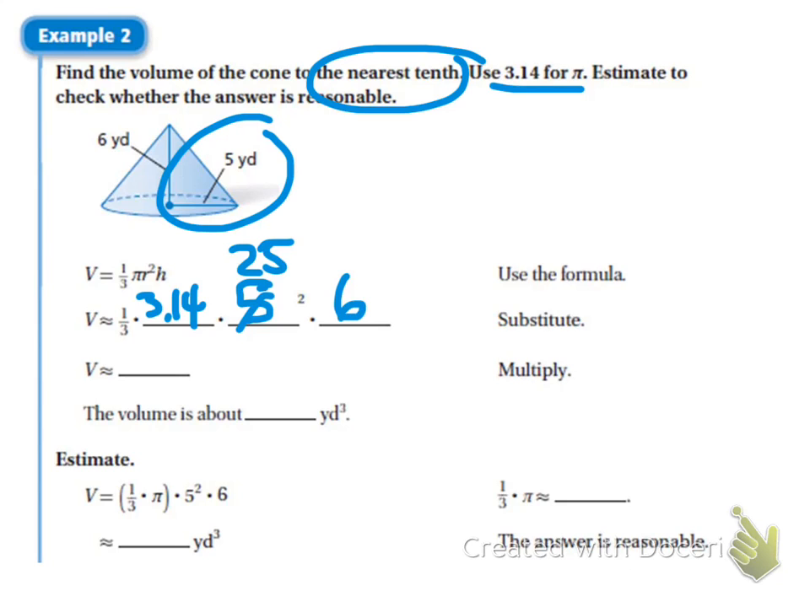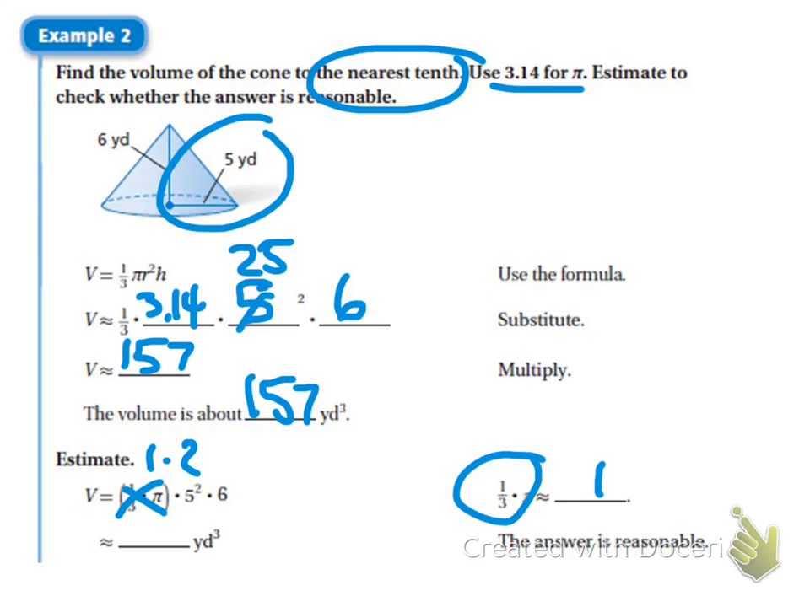So now put these in your calculator: 3.14 times 25 times 6 divided by 3. Awesome. That is correct. 157 yards cubed. Okay, now to estimate this, they're telling us that pi is about 1. So if you were to multiply 1 times 25 times 6 on your calculator, what would you get? Alicia? 150. That is correct, which is about the same as this. So that would be a good estimation.